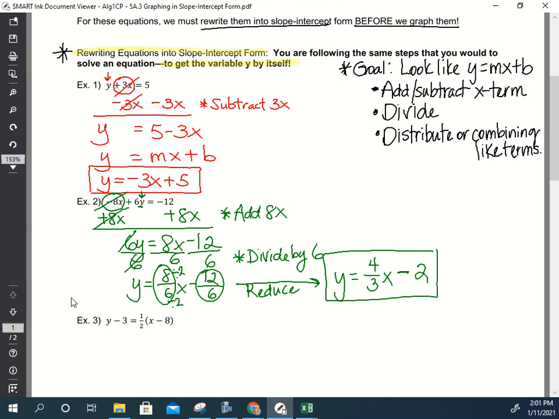So yes, if you don't reduce, it will get marked wrong. In addition to that, when you go to graph it, you may find that you might not be able to graph it the right way because you didn't reduce. Reducing it actually makes it a little easier for you to graph.